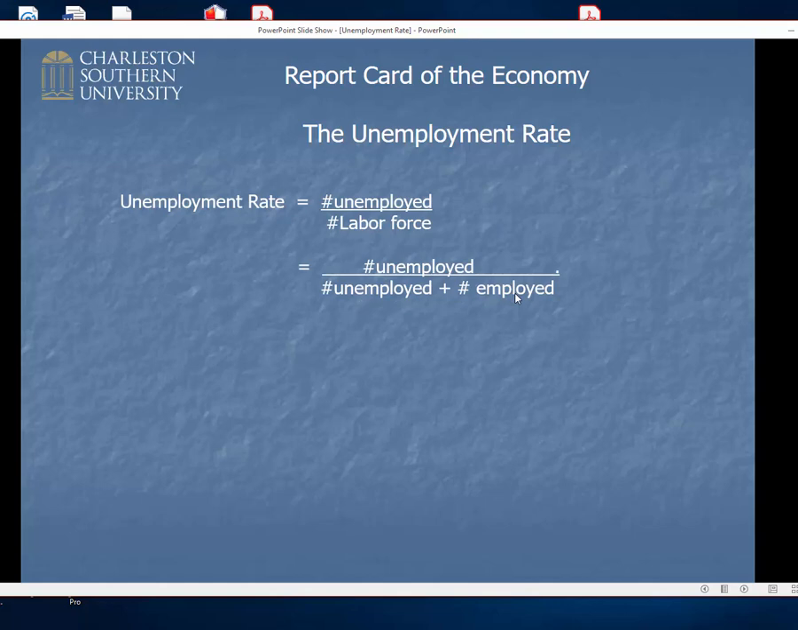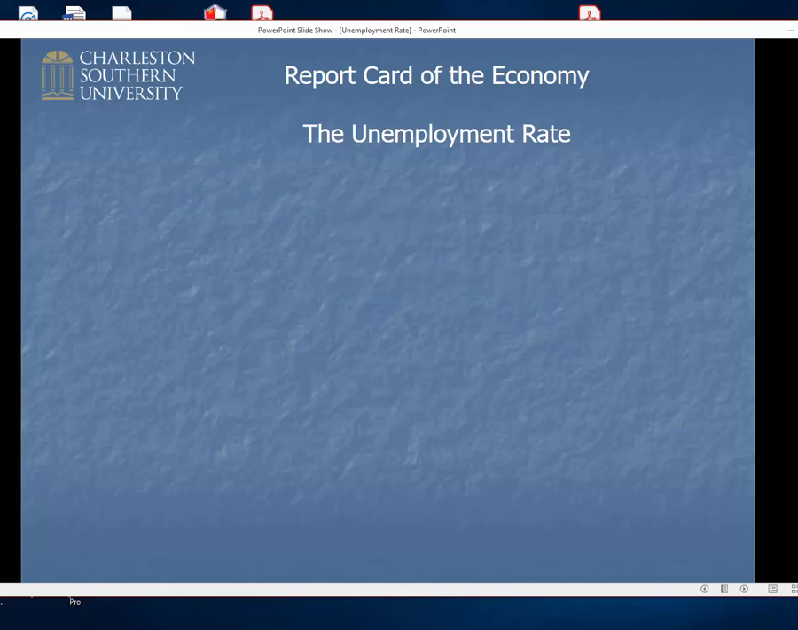Now the next thing you should remember is how we get to these numbers. In other words, what defines a person as unemployed and what defines a person as employed. The Bureau of Labor Statistics, where this data is collected, does it with a random survey. The survey looks like this.